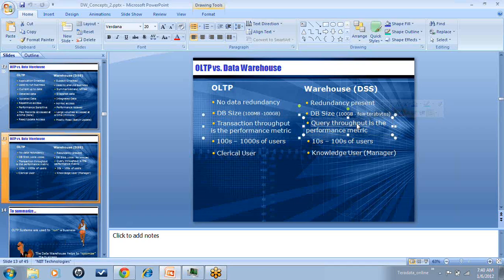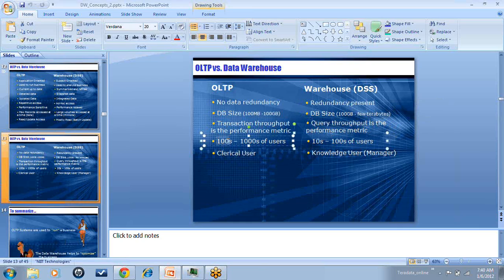If we segregate this, say I have 100 questions, and it is able to answer only 50% of them, then the performance of the data warehouse is 50% only. So I have to tune my data warehouse, model it, and capture some more data so that it can answer more types of questions. So the query throughput will be the performance metric for the warehouse.